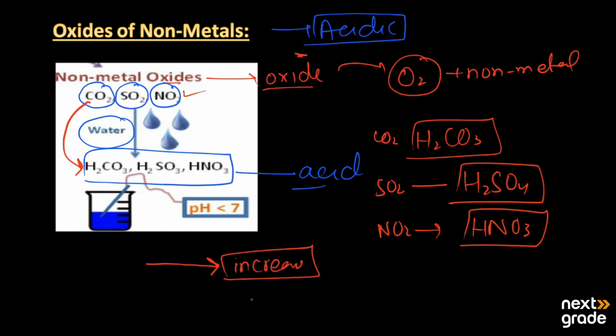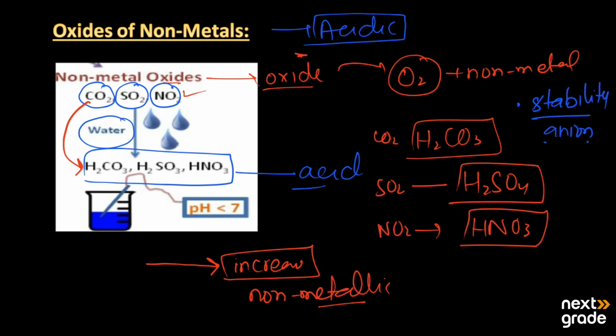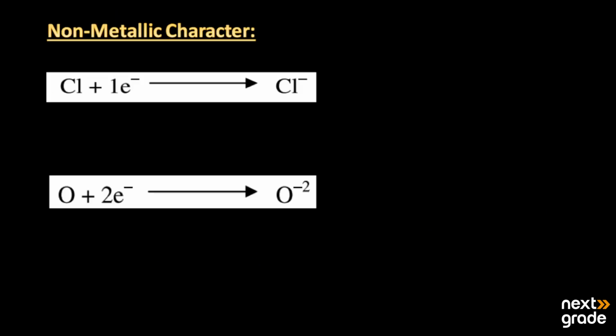When we move from left to right in the periodic table, the acidic character increases, because the non-metallic character also increases. Here is another question: why do non-metals gain electrons? Because they have to gain stability. By gaining electrons, they change into anions, and they get their valence shell electronic configuration according to the noble gases. When they get this configuration, they form anions and gain stability.